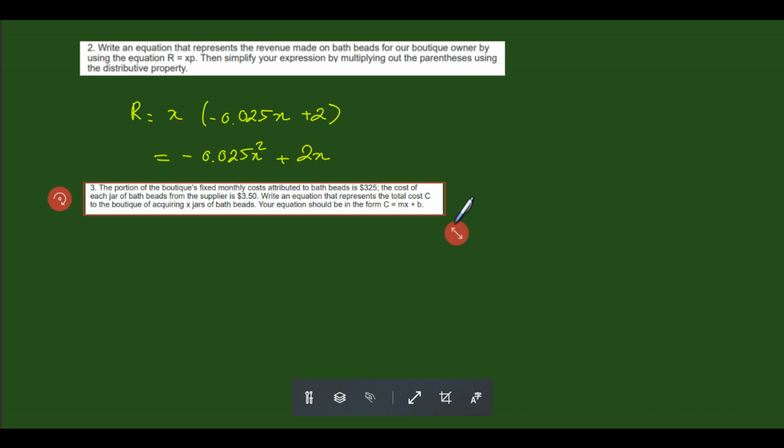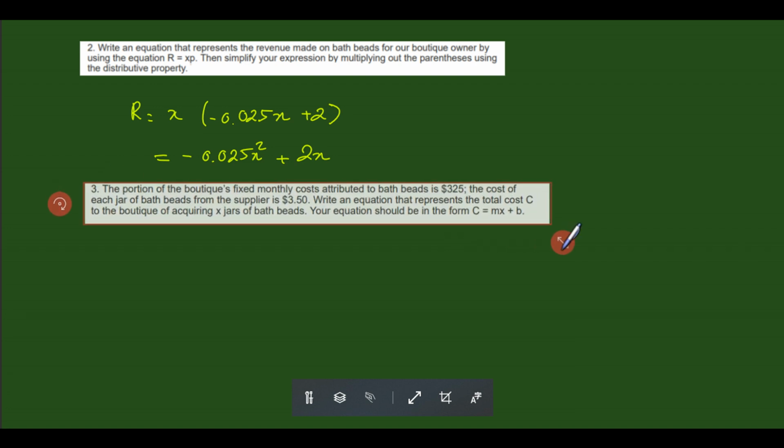So question number 3 right here. Let's read the problem together. The portion of the bath bit with a fixed monthly cost. The fixed cost over here to back with is 325. So that was the fixed cost, and the cost of each yard of bath bit from the supplier, each of them, is 3.5. So write an equation to represent the total cost.